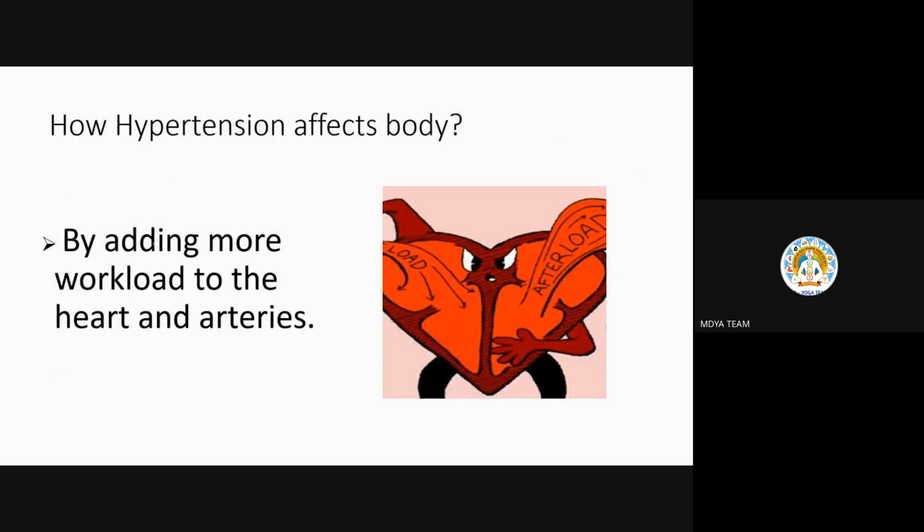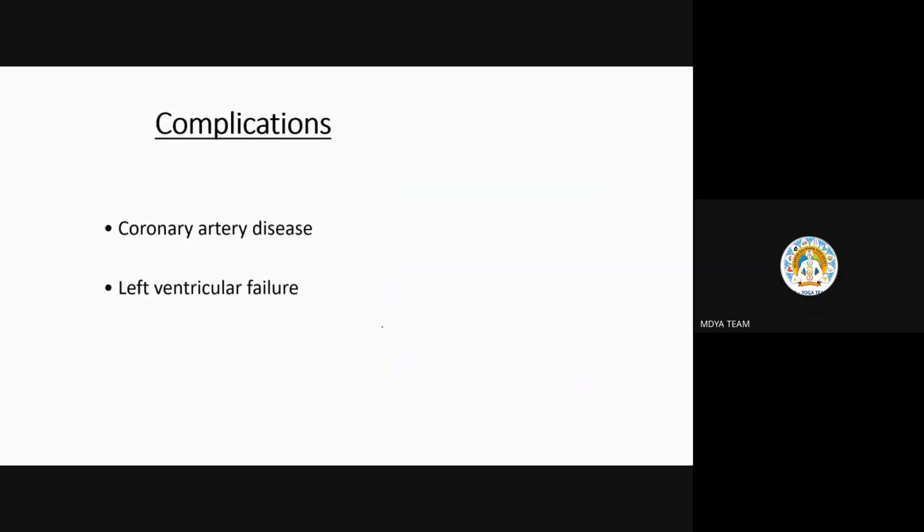This is how hypertension affects the body by adding more workload to the heart and arteries. Normally it is happening, but we are adding more. Complications are coronary artery disease, which we will learn and study in the next disease. Hypertension can also lead to other problems like coronary artery disease, CAD, as we call it, and left ventricular failure. The left ventricle is the one which supplies blood to the body.